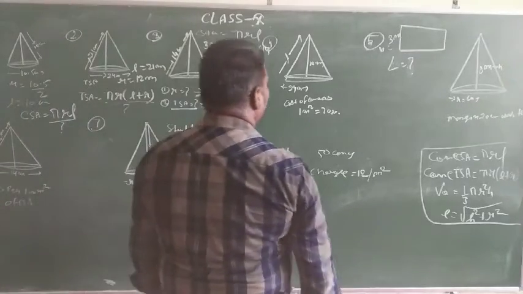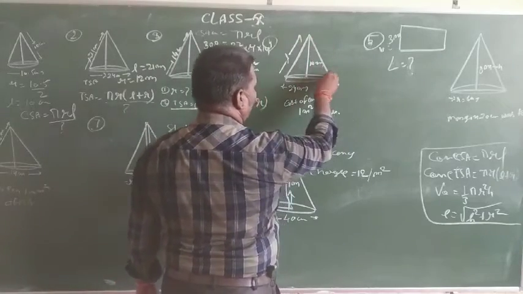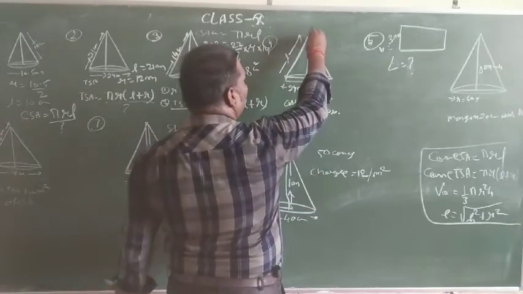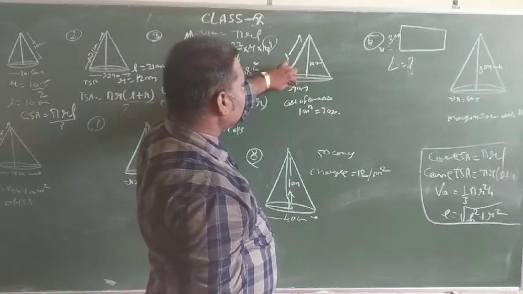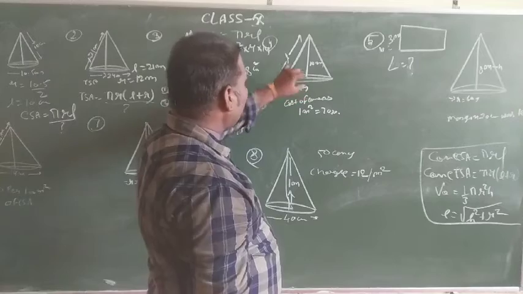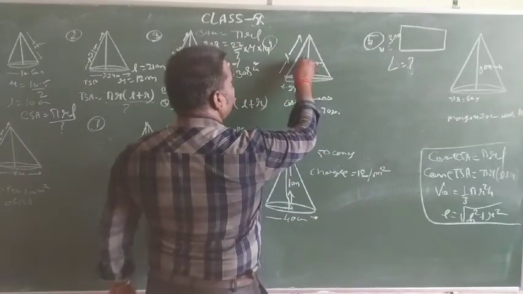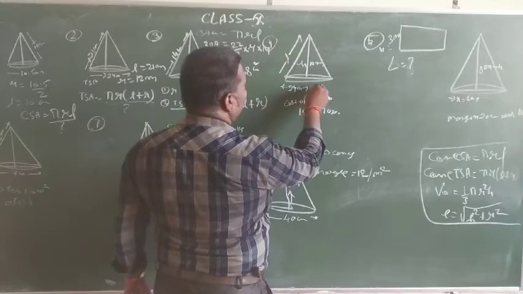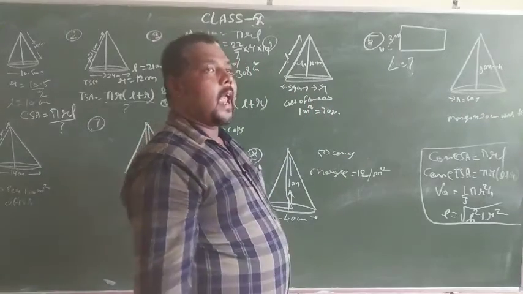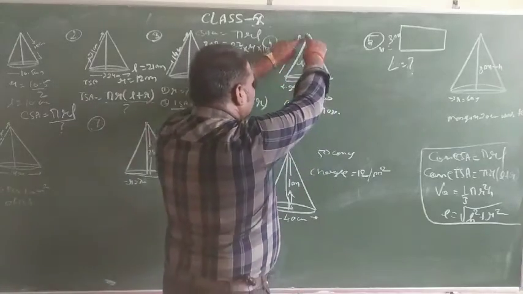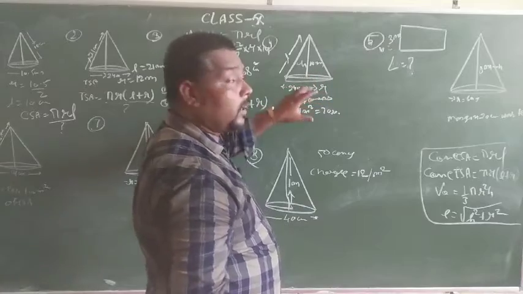Now the next question is: a tent is made up of canvas. A tent whose height is 10 meter and base radius is 24 meter. Height is 10 and radius is 24, that is h and that is r. Okay. So find the canvas area. How much canvas is used for making this? The base is not covered by the canvas.